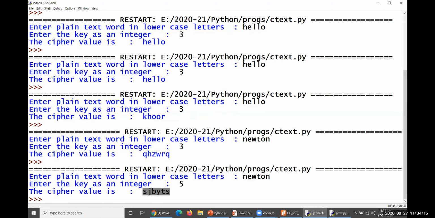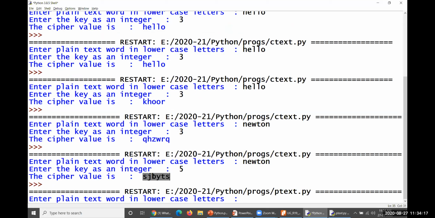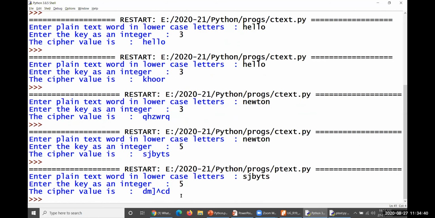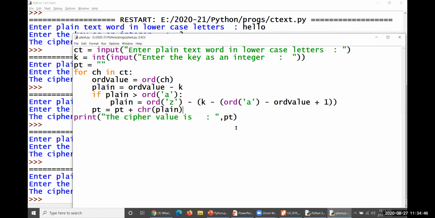Now we would like to take this value as input, SJBYTS, as the input of your program, because we are trying to perform decryption here. The same key is used here also, so the key will be 5. Then you get DM. Okay, we did not perform a proper value here. Order of a plus order value plus 1. Yes, we have taken it in a proper way.